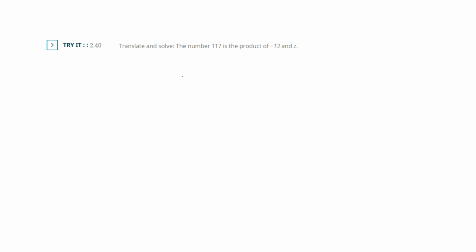Okay, if you're having any trouble with this, try this yourself and pause it. But the number 117 is the product of these two. All I've got to do now is divide both sides by the negative 13. And I get negative 9.